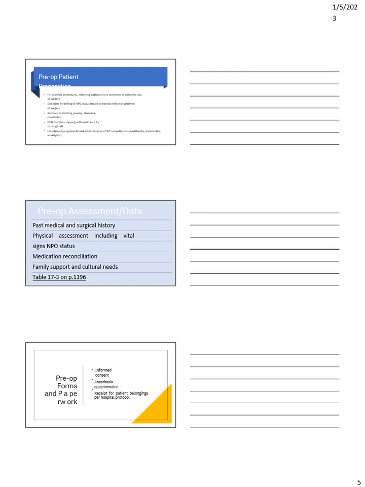NPO status, when was their last meal? What have they done or what have they had to eat or drink in the hours before surgery? Does this align with the surgeon's recommendations? What medications are they taking and what medications did they take the day of surgery? What support will they need based upon their coping or adaptation skills? Are there any religious or cultural needs that we need to meet? Please review Table 17.3 on page 1396 for examples of essential preoperative assessment and data collection.